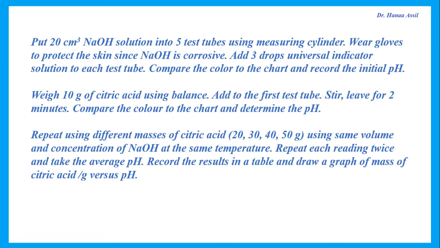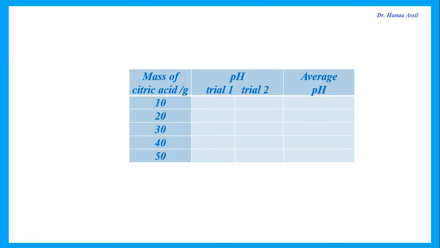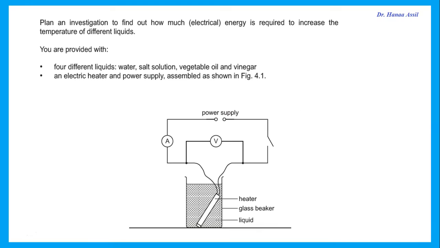Same volume of sodium hydroxide, same concentration of sodium hydroxide, and same temperature. Then we need to repeat each reading twice, take the average, record the results in a table, and draw a graph of the mass in grams versus pH. So your table could be something like this. Are we following how to think about all of this?